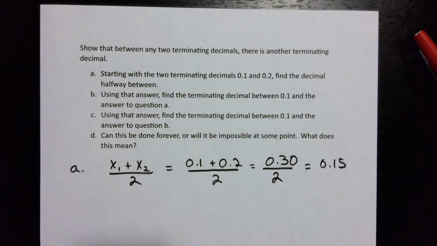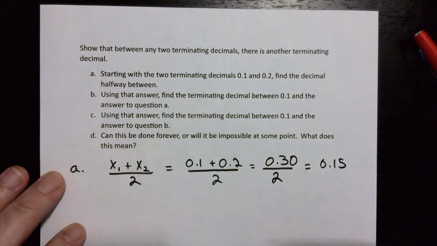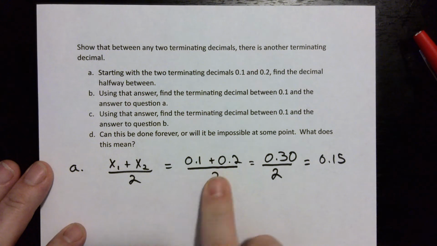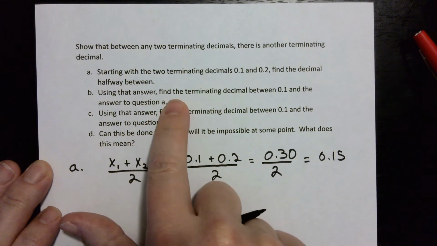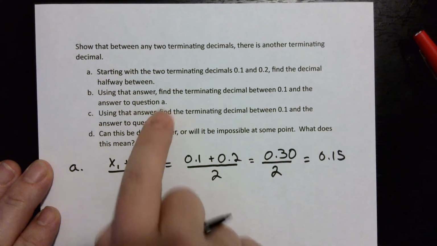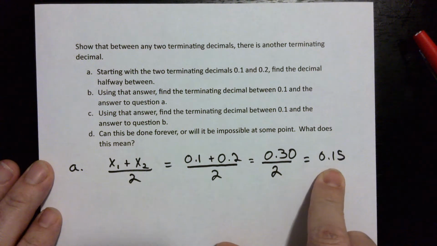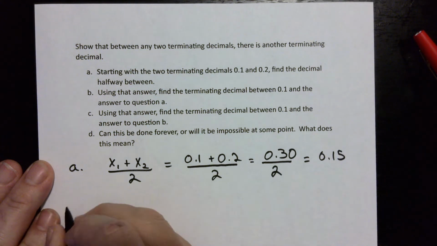And here's the calculator to show that that's true. 0.3 divided by 2. That's 0.15. So we found the terminating decimal between these two decimals. It's 0.15. So that's the answer to A. Now it says using that answer, find the terminating decimal between 0.1 and the answer to question A. This is the answer to question A. So what's the terminating decimal between 0.1 and 0.15?